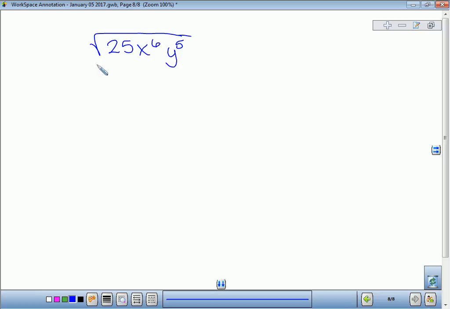Okay, so this is just a square root. That's all this one is, a square root. So I can think about it this way. Now square roots we're already kind of used to, aren't we? You guys know the square root of 25, don't you? What is it? 5.